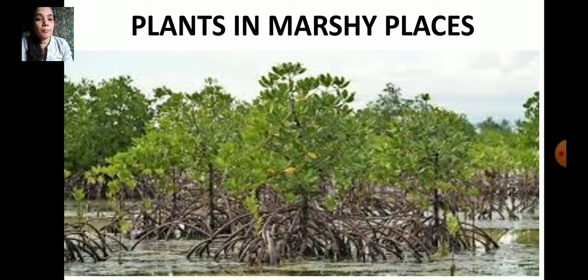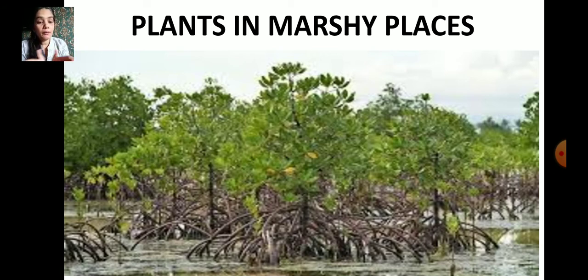Now let's see the plants in marshy places. What are marshy places? In some places the soil looks like clay. Do you know clay? Yes. The soil is clayey, and there is plenty of water. Can you see the water here? Plenty of water. The water cannot drain. The water collects in the soil and covers it.